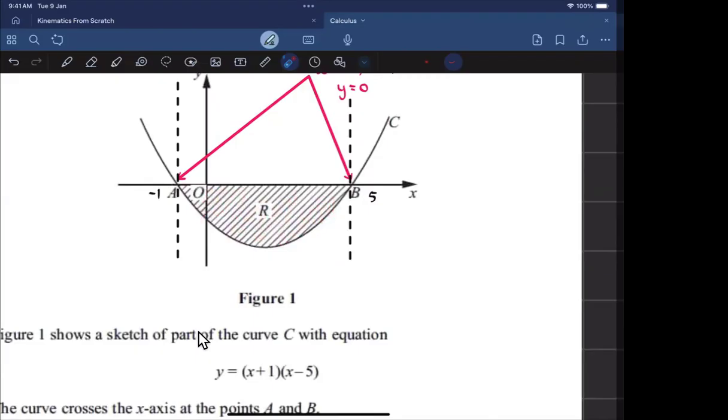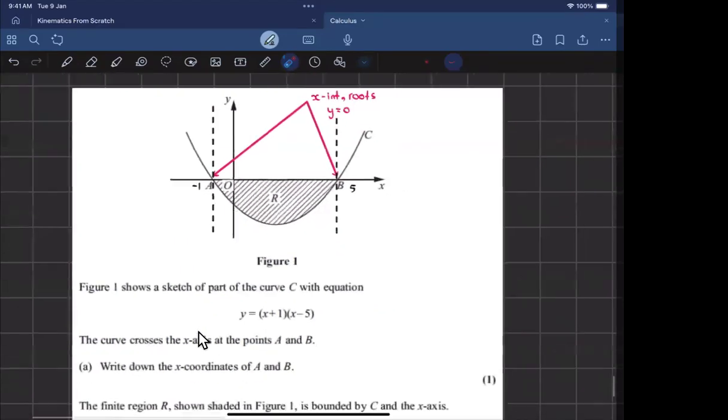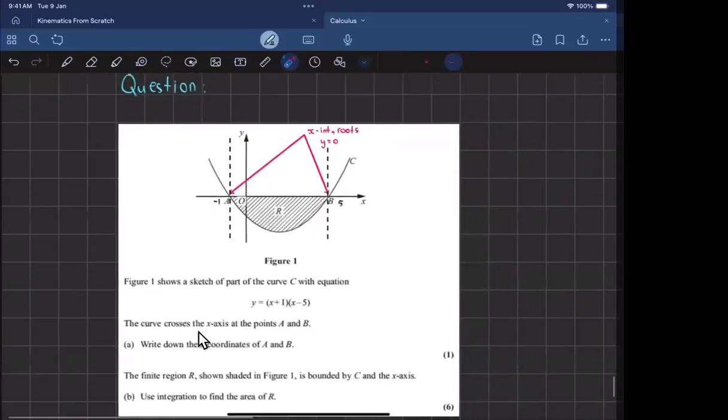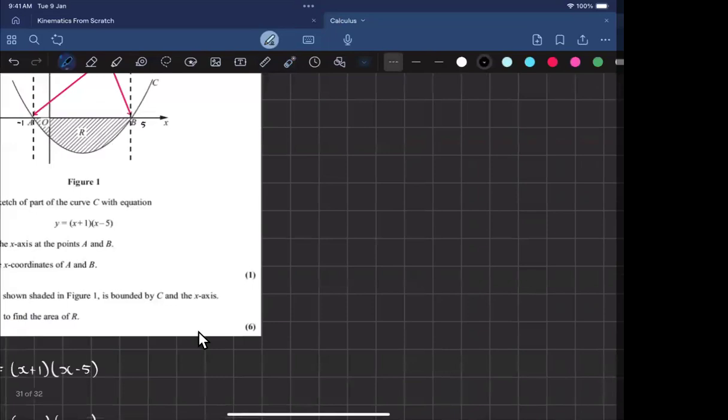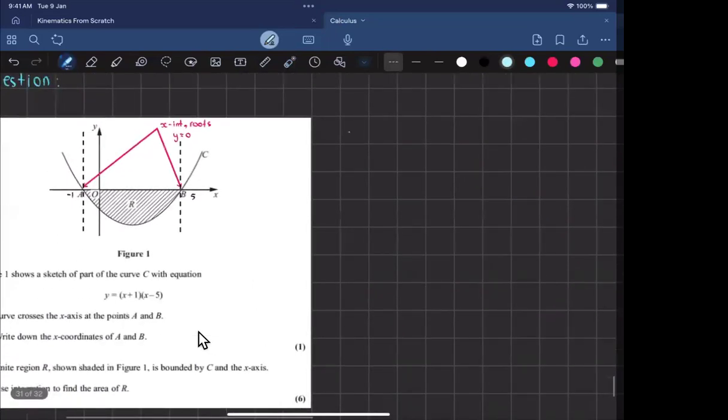Like this is positive and this is negative. When all of us did it, should I get negative? Yeah, negative. Well, is there such a thing as negative area? No. So I'll show you all how to combat that.